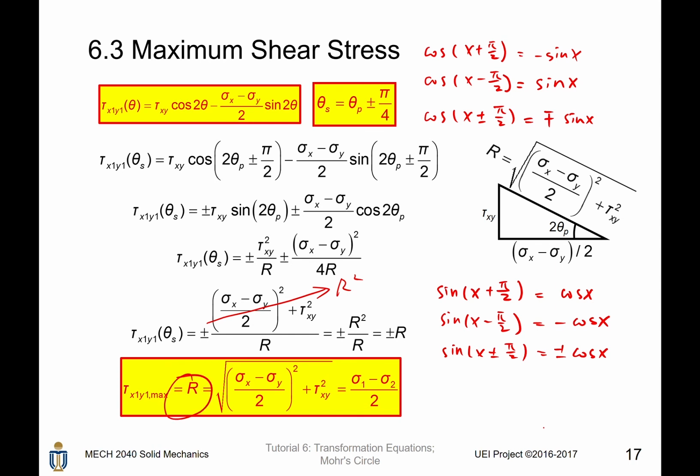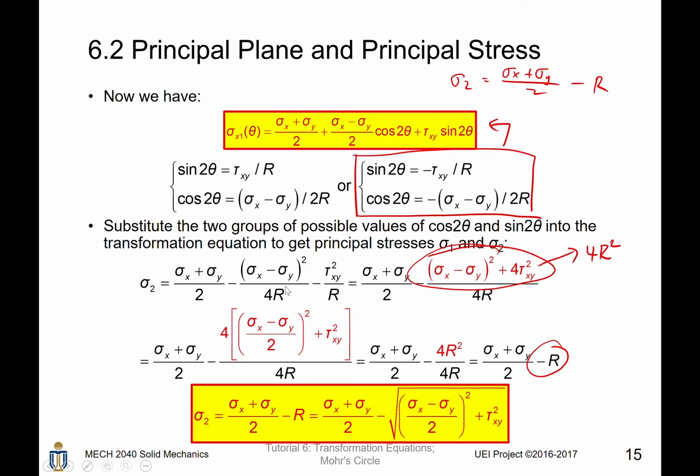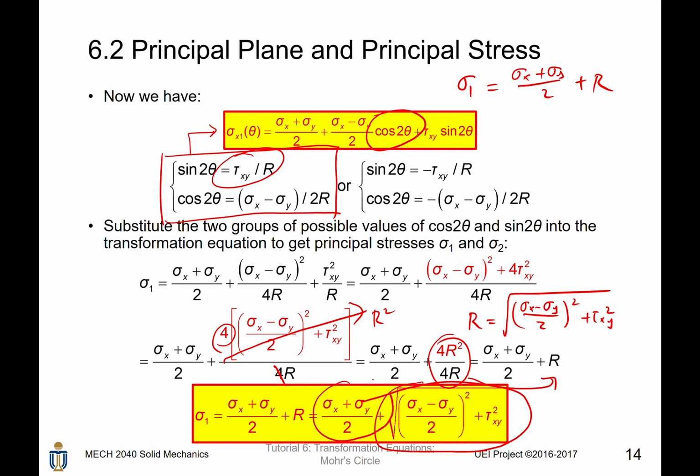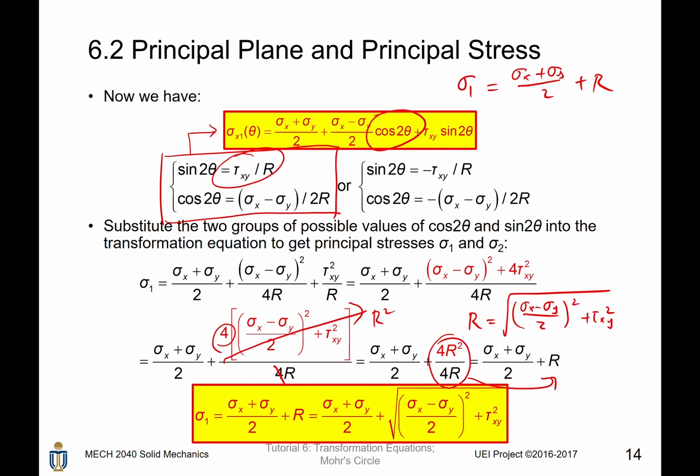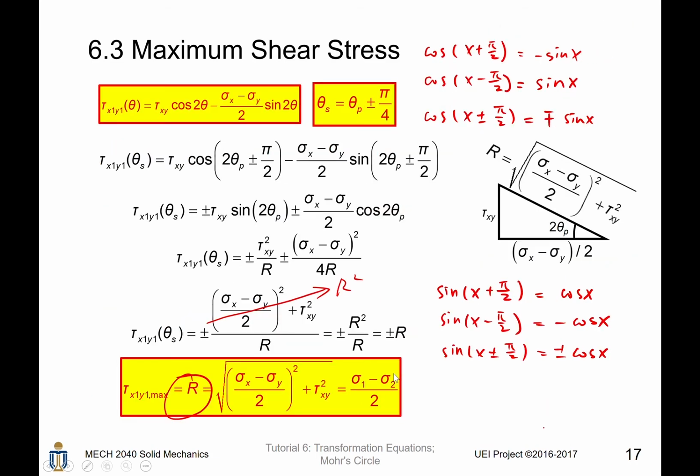However, another important observation is that when you look at σ1 and σ2, you can find that both of the (σx + σy)/2 terms are the same. Both of them are the same, okay? But the difference is that the r is plus minus. For σ2, it is negative. For σ1, it is positive. Therefore, we know that σ1 minus σ2 equals 2r. Then (σ1 − σ2)/2 equals r. So the maximum shear stress equals the difference of the two principal stresses divided by 2.